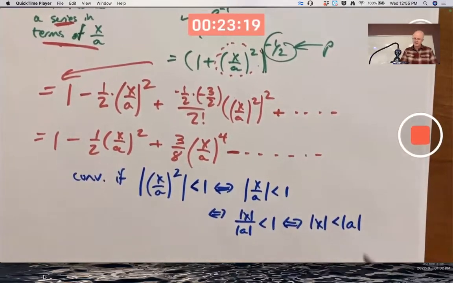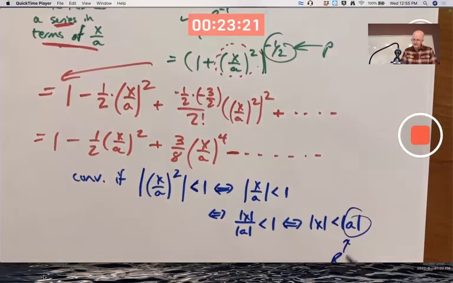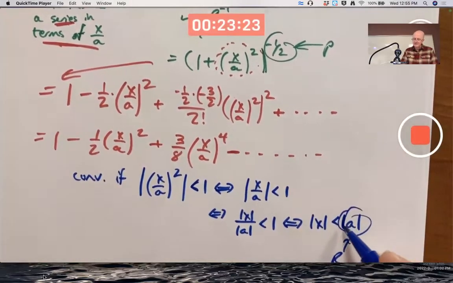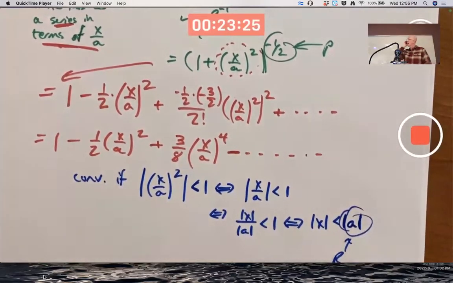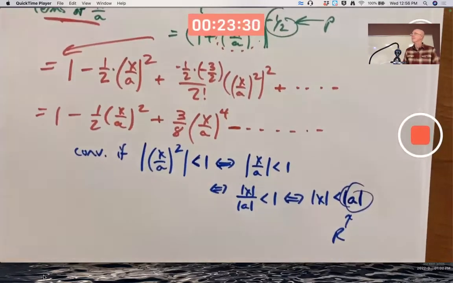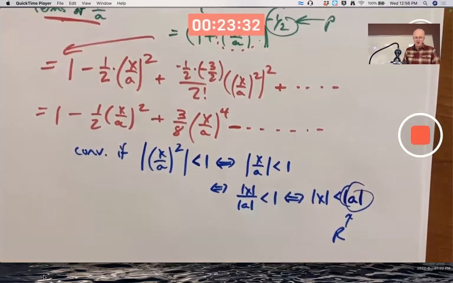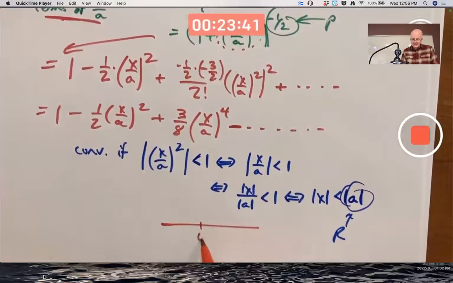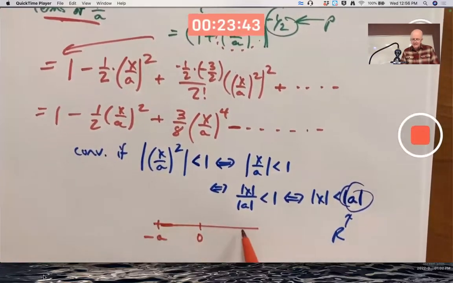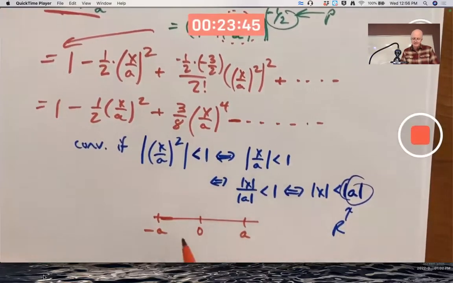In fact, this is the radius of convergence. That's the R, including the absolute value signs. Actually, a was positive, so I don't even need absolute value signs there, but it doesn't hurt to put them there. The interval of convergence goes from negative a to positive a, not including the endpoints. And the radius is a.